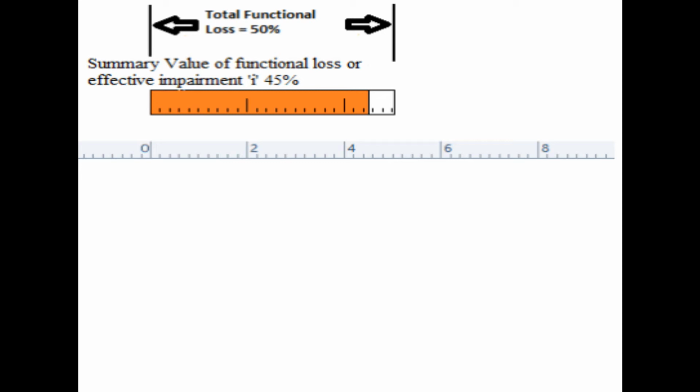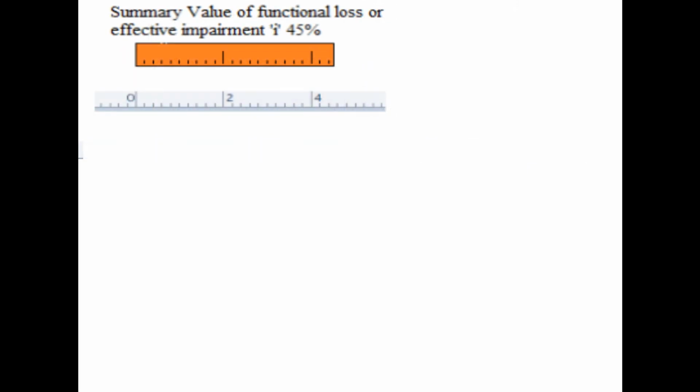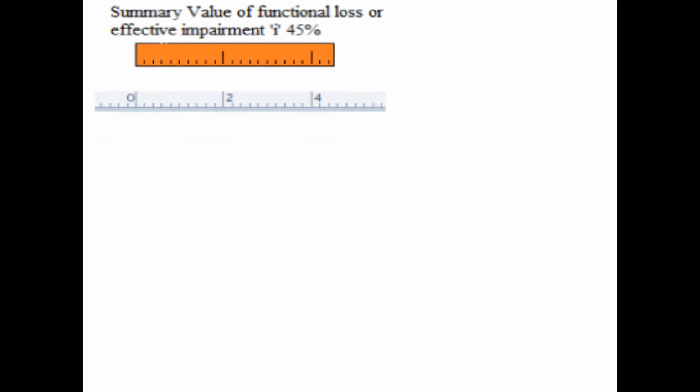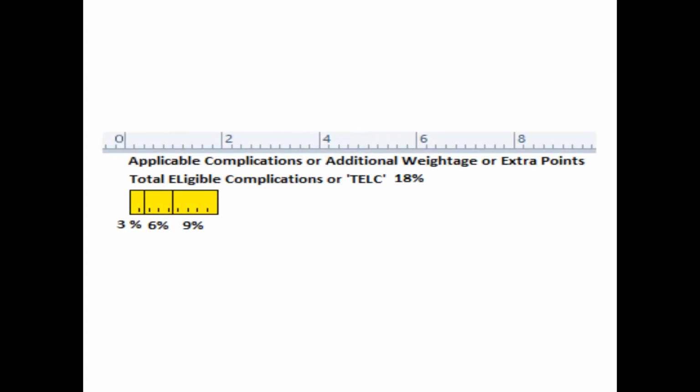Because of usage of weightage and combining formula, whatever may be the severity of affliction, maximum value of effective impairment will be 90. In this case, the victim had total functional loss of 50%. Processing shrinks it to 90% of its original value. It becomes summary value of functional loss of 45%. This is the first stage of disability assessment.